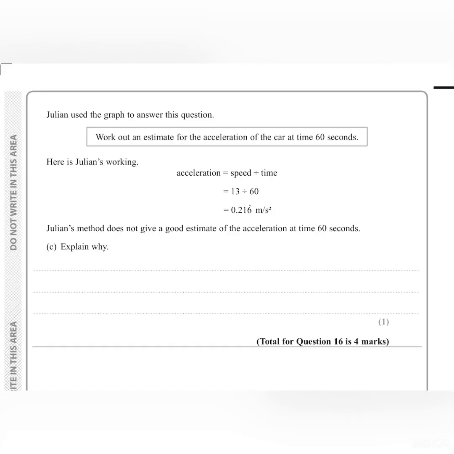Okay, part C. It says Julian used the graph to answer this question. Work out the estimate for the acceleration of the car at the time 60 seconds. So here is Julian's working out. Acceleration is speed divided by time, 13 divided by 60, and Julian got an answer of 0.216 with the 6 recurring. Julian's method does not give a good estimate for the acceleration at the time 60. Explain why.